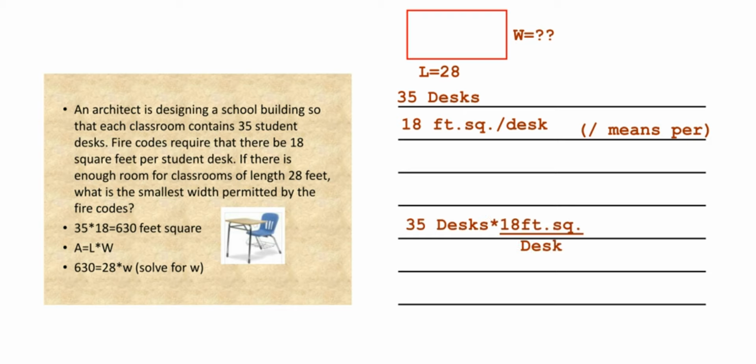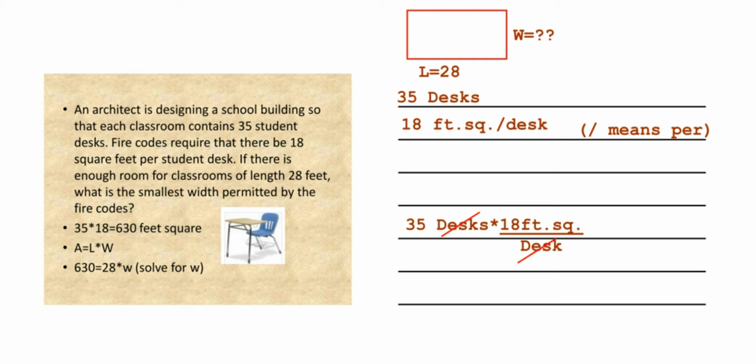So let's see, we have 35 student desks times 18 feet square per desk. You can also write it in fraction format. This will essentially give us the total area required for all the desks. And do notice, just a dimensional checkup. We don't necessarily do it all the time, but for reference, we can do it in this case. There's desks on top and desks on the bottom. Units are similar to numbers. They'll cancel each other out. So just for reference, at least this one case.